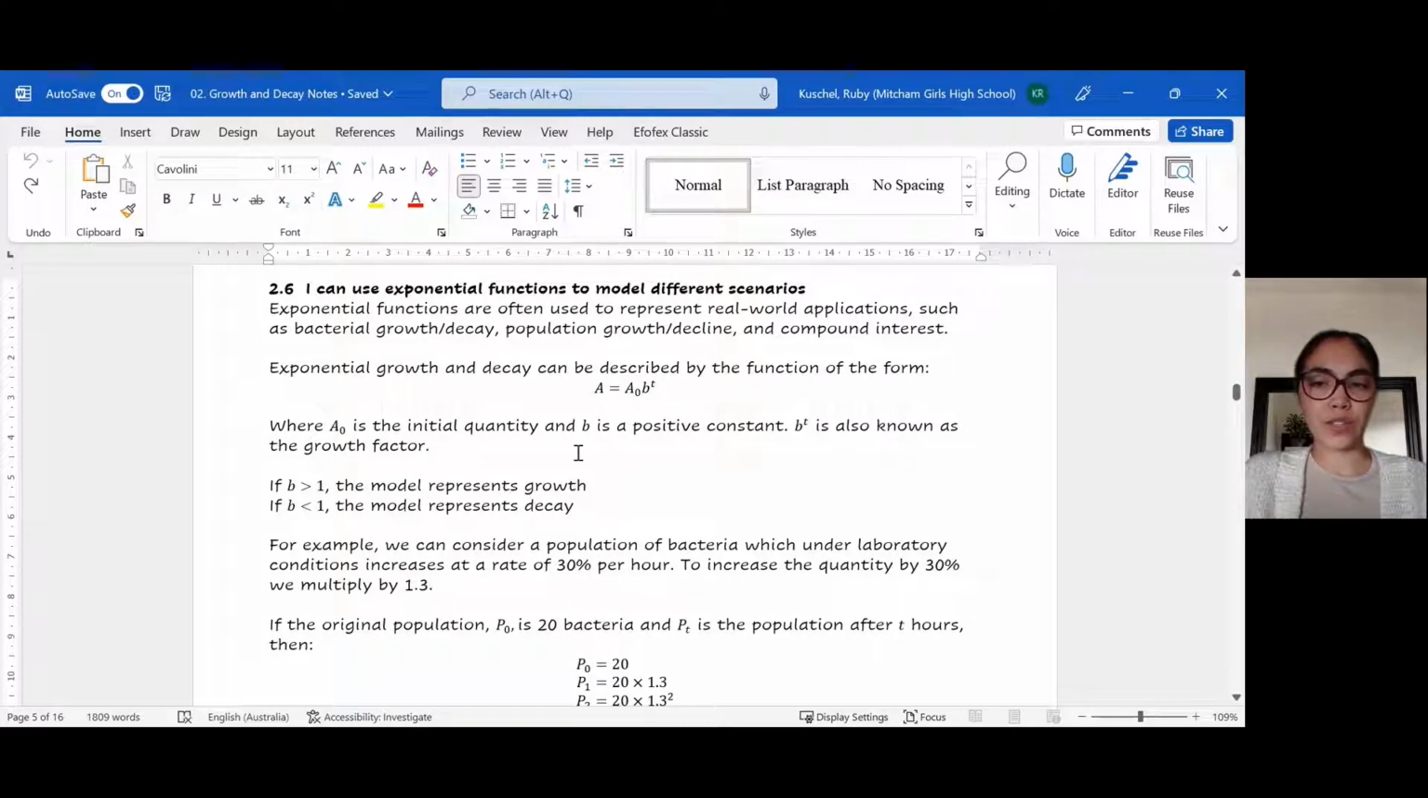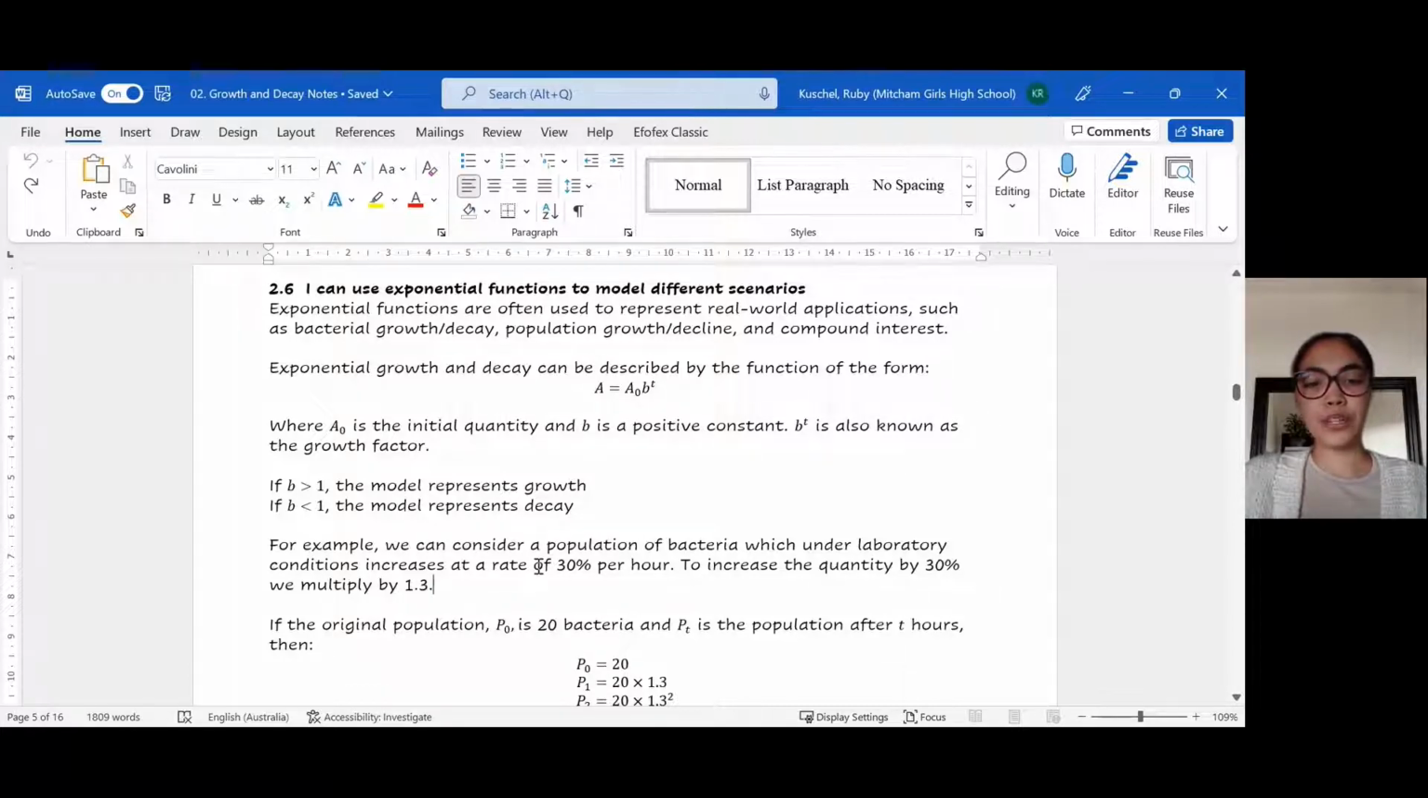In terms of this b, I said there's a growth factor. If b is greater than 1, then this represents a growth, whereas if my b is less than 1, then this is representing decay.